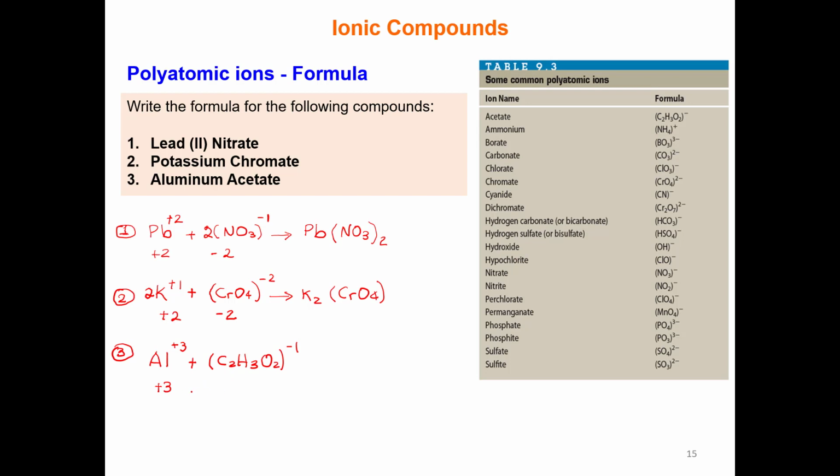Then to get a neutral compound, we need 3 molecules of acetate. Now 3 times -1, we have -3. Now we have a neutral compound. Now we can write the formula. Then we need 1 ion of aluminum, and we need 3 molecules of the acetate. Then we have here the formula. And this subscript indicates we need 3 molecules of acetate.